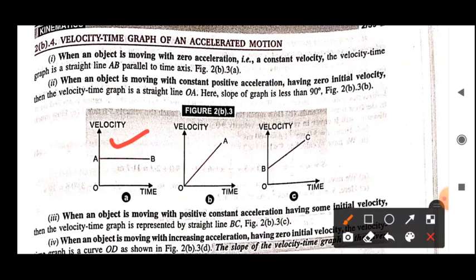Second one, when an object is moving with constant positive acceleration having 0 initial velocity.